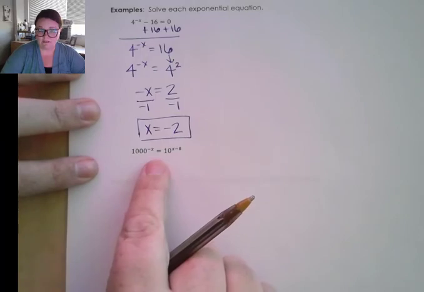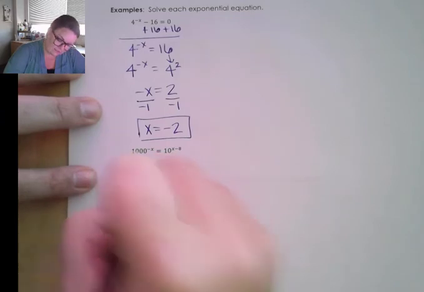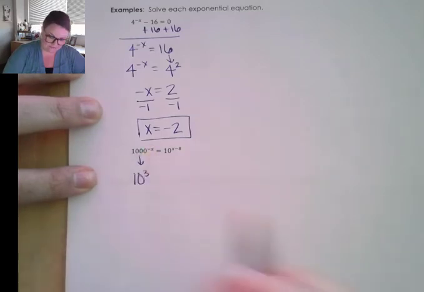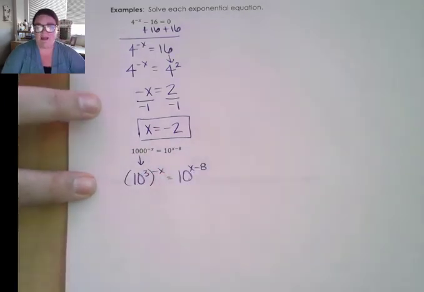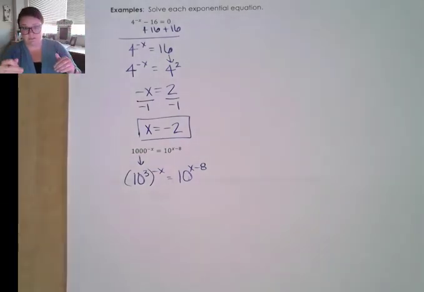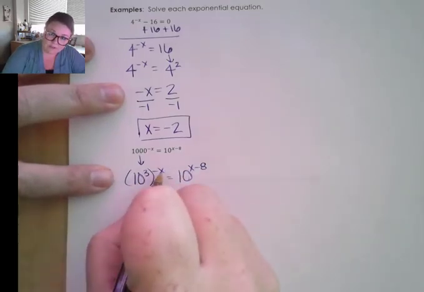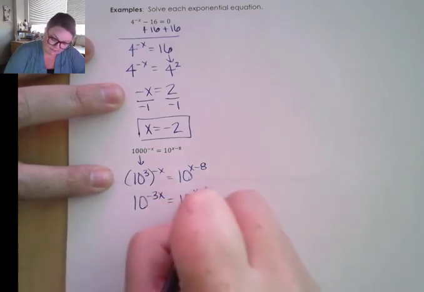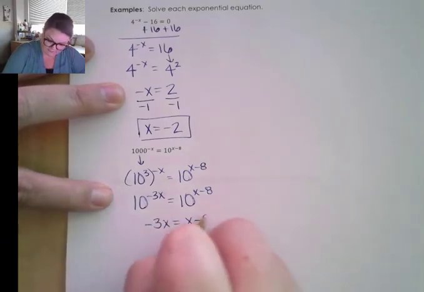Both sides can be written with the same base, which would be 10. Okay? 1,000 is the same thing as 10 cubed. And notice on the 1,000, we have a negative x. So that exponent still needs to be applied, even if we rewrite it. Is equal to 10 to the x minus 8. And then before we can drop the tens, we have to make sure our exponents are completely simplified. So when we have a power raised to another power, that means we have to multiply. So this gives me 10 to the negative 3x is equal to 10 to the x minus 8. We drop our 10s. It gives us negative 3x is equal to x minus 8.